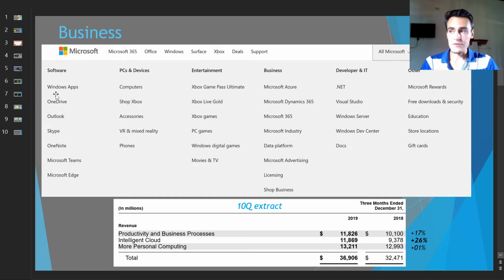When you look at the financial reports, the quarterly and the annual, they split their revenue into three subdivisions. The first one is productivity and business processes. The second one is intelligent cloud, and the last one is personal computing. As you can see, from 2018 to 2019, all of them have been increasing, but the cloud is the main driver of growth, which has increased year over year by 26%.